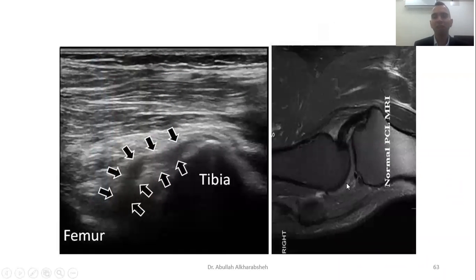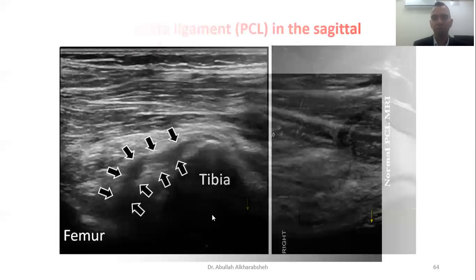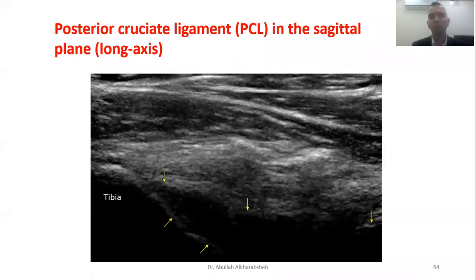And we see here the MRI, and this is the MRI for normal PCL, as we see here, and here the sonoanatomy for the normal posterior cruciate ligament. And this is the posterior cruciate ligament in the sagittal plane, long axis view. It's a hyperechoic fibrillar structure, as we see here. And here, the ligament, there is some anisotropy, and this is the tibia.